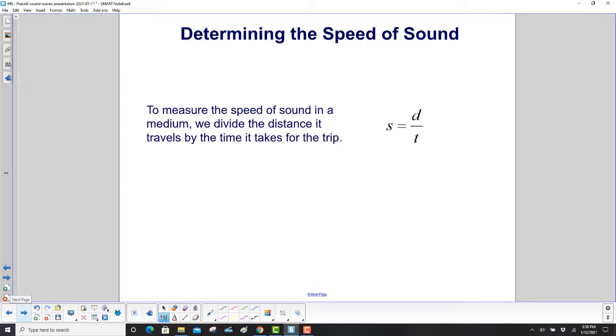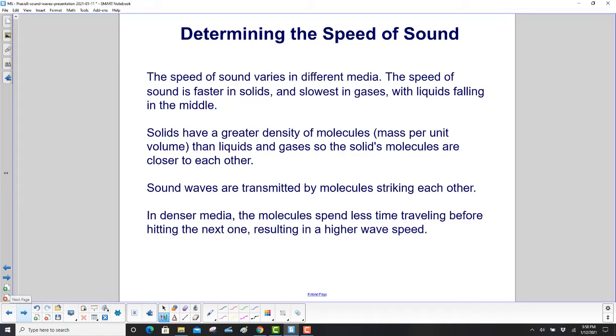We can find the speed of sound in any medium by dividing the distance it travels in that medium by the time it takes for the trip. The speed of sound varies in different media. The speed of sound is fastest in solids and slowest in gases, with liquids falling in the middle.